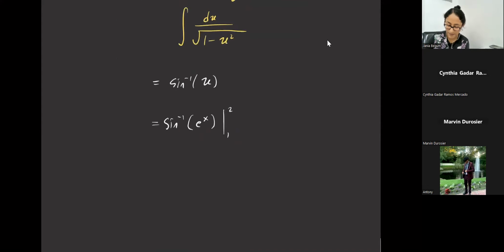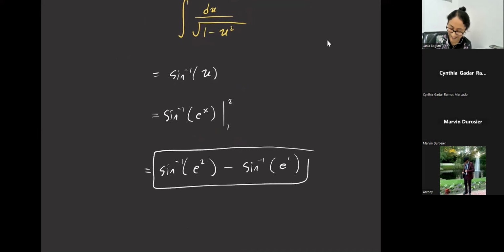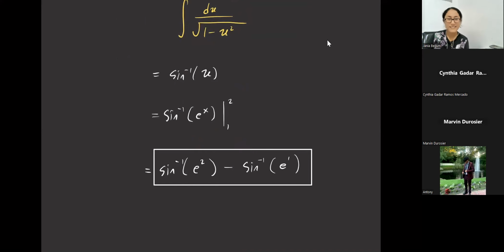Okay, so let's go ahead and plug in the upper limit of our integration. This would be sine inverse of e to the 2 minus sine inverse of e to the 1. I'll leave it here. This is a good answer, so you can leave it right there. Any questions on this problem?